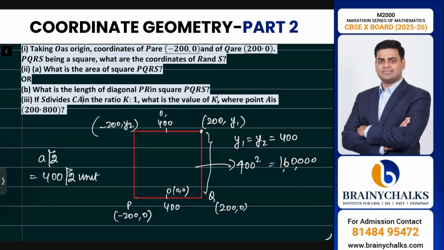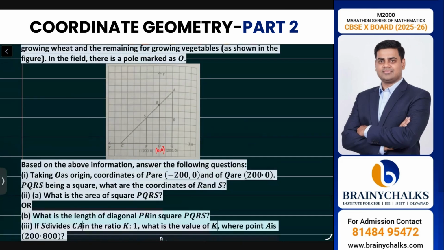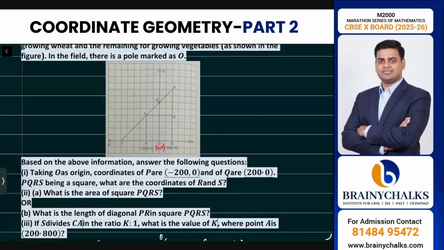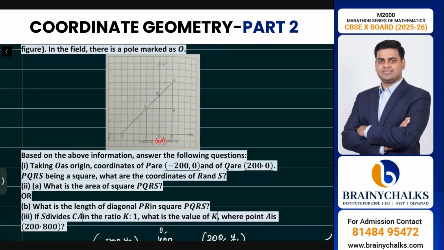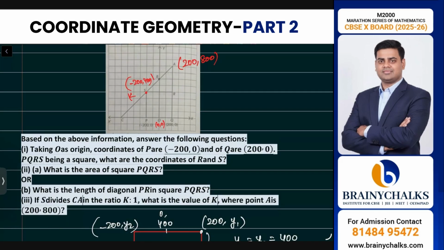Fine. If S divides CA, you have to look at the diagram. S divides CA in the ratio k is to 1. Let it be k is to 1 ratio. What is the value of k, where point A is 200, 800? So what can I take here? -600, 0.